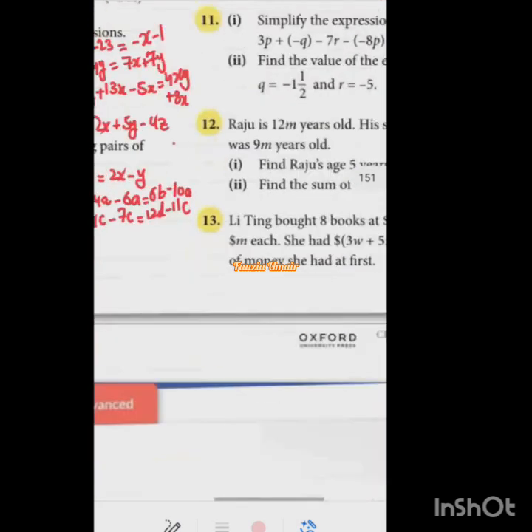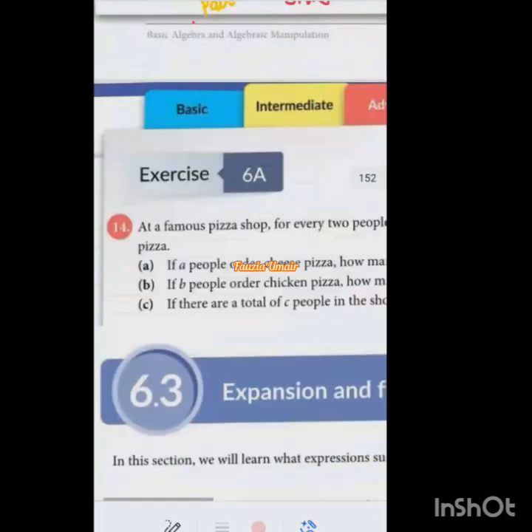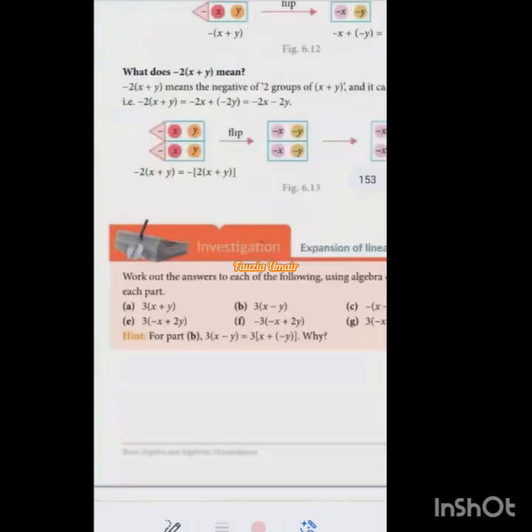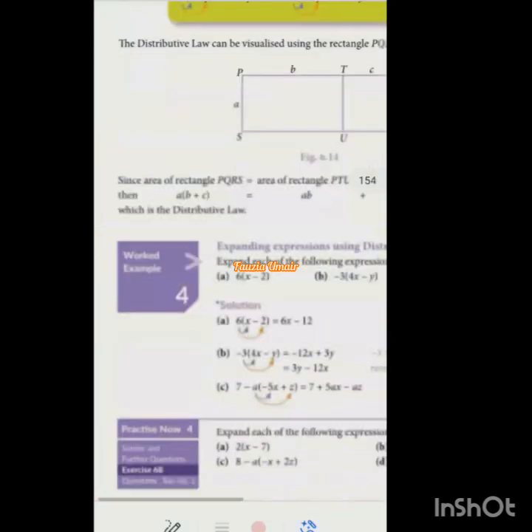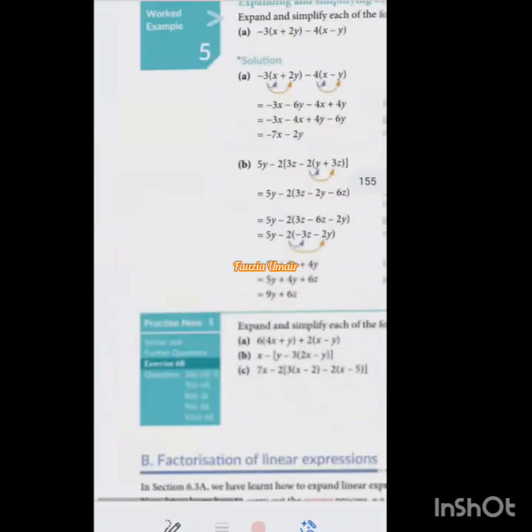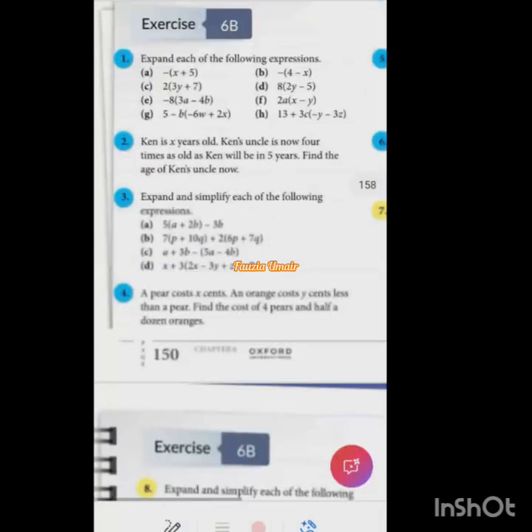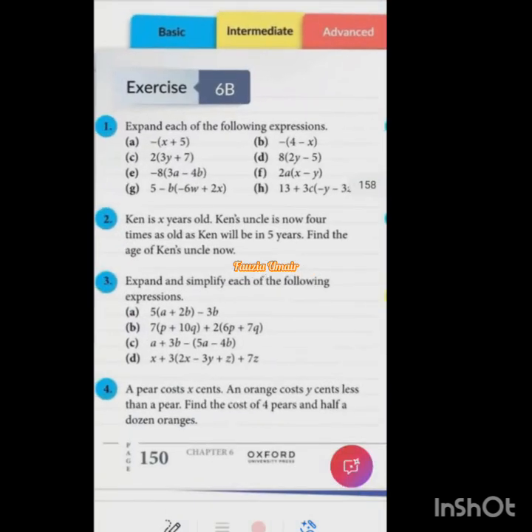So now there is 6b, which is included in your curriculum. So let's see, 6b is the expand or factorize exercise. All right, starting from this one: expand each of the following. Now you will see how we write different variables in order when we expand.